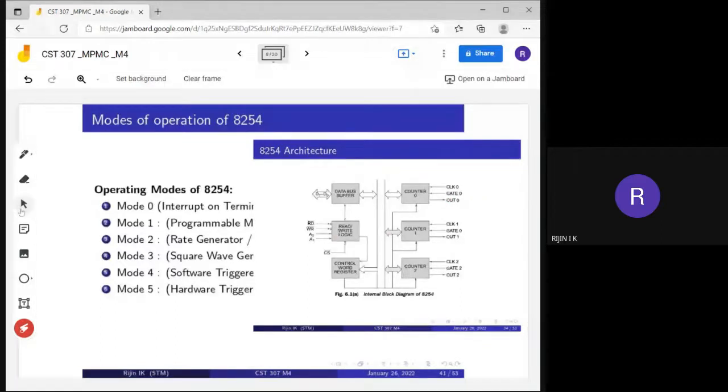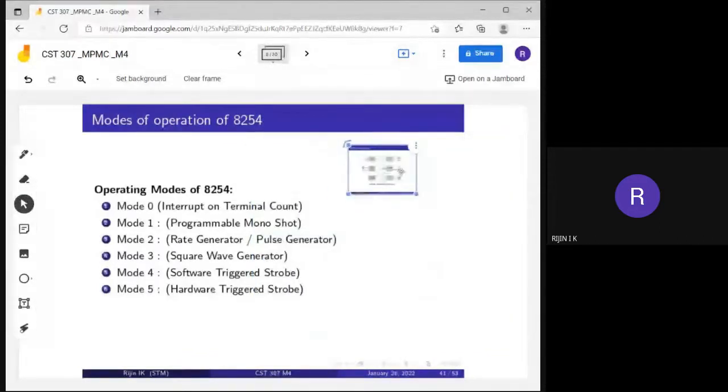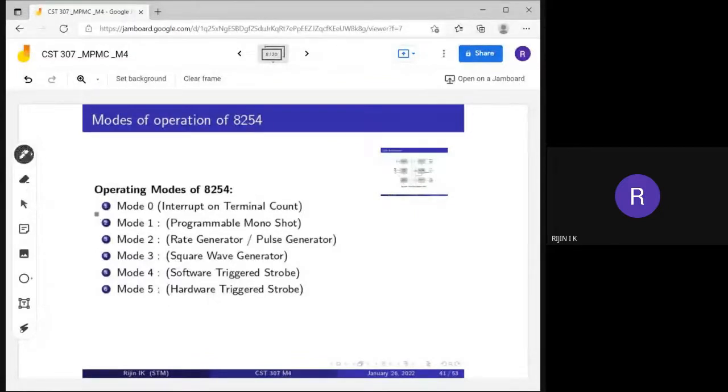Here in these different modes, you can see mode 0, mode 2, mode 3, mode 4. Mode 0, 2, 3, 4 have some specific feature.